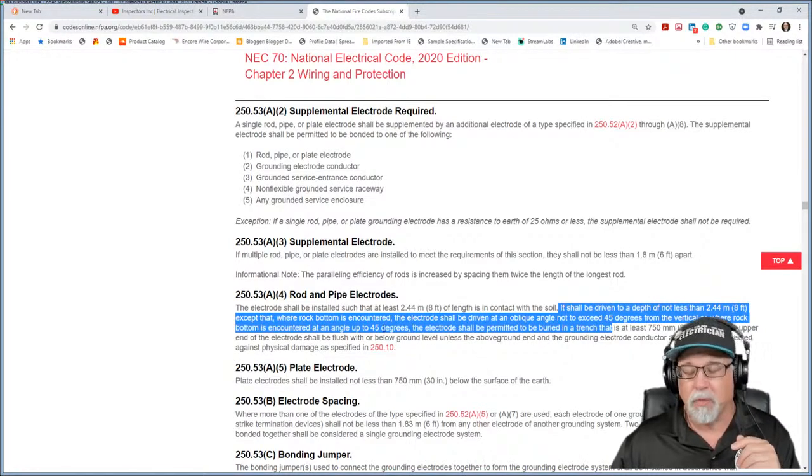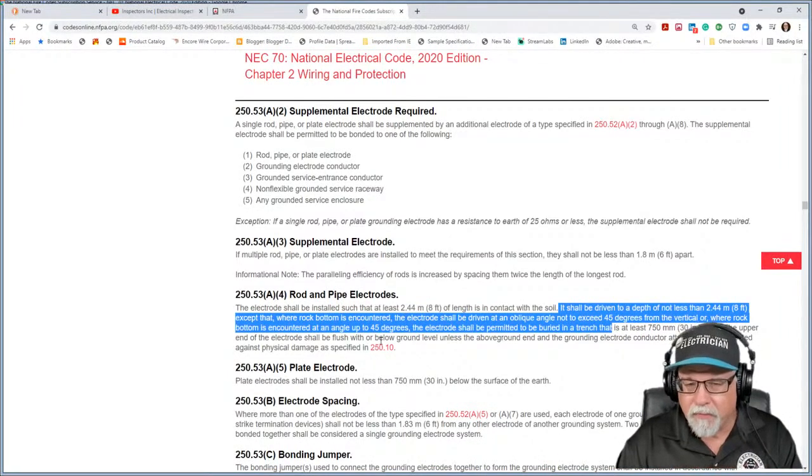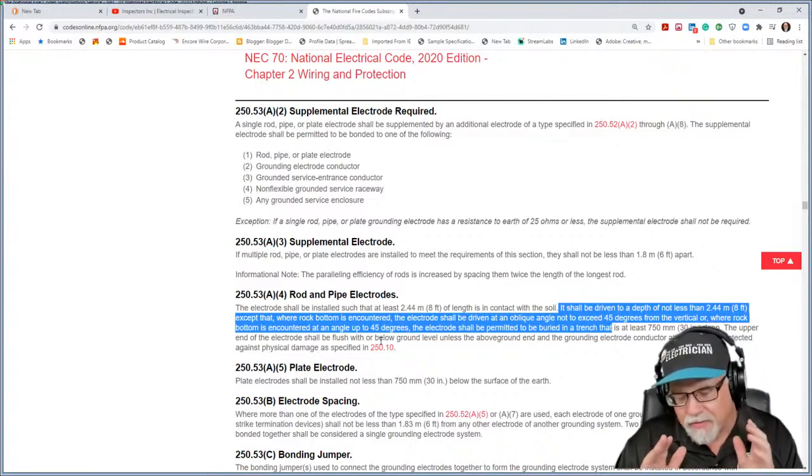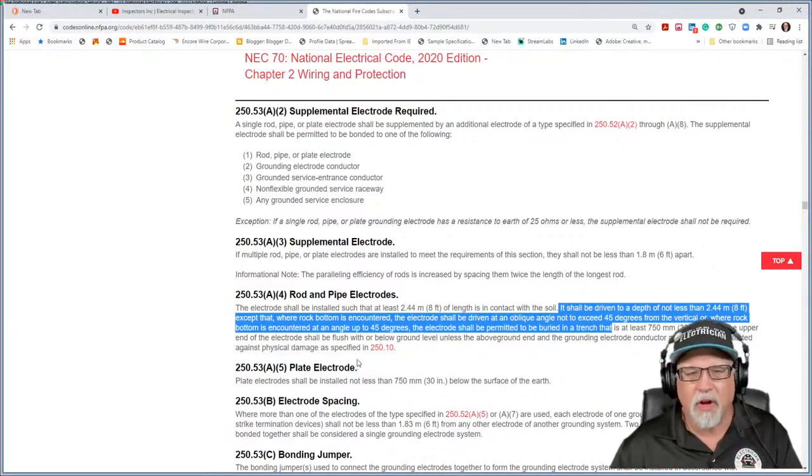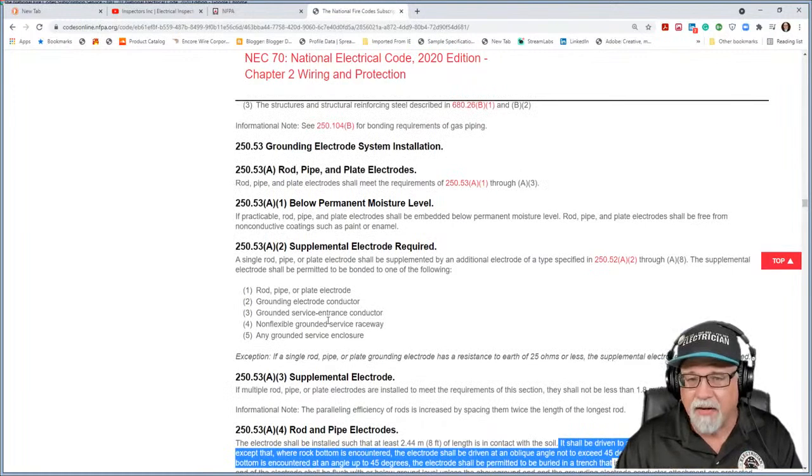Okay? So, look, these things are really important. So telling people the ground rod only has to be 6 feet, that's not true. Now, let's talk about when he said ground rod. What about the fact that you have to supplement it?